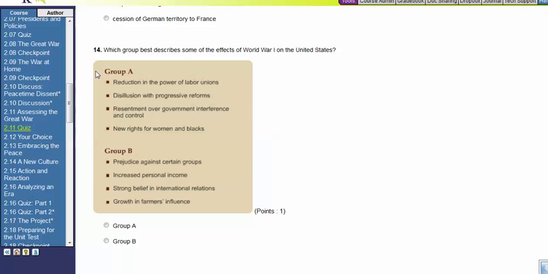Number 14, which group best describes some of the effects of World War I on the United States? Group A, reduction in the power of labor unions, disillusion with progressive reforms, resentment over government interference and control, new rights for women and blacks. Or Group B, prejudice against certain groups, increased personal income, strong belief in international relations, growth in farmers' influence.